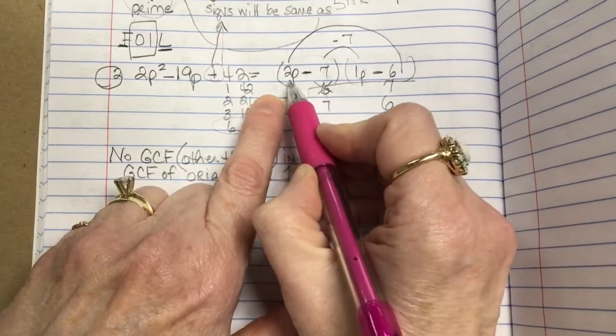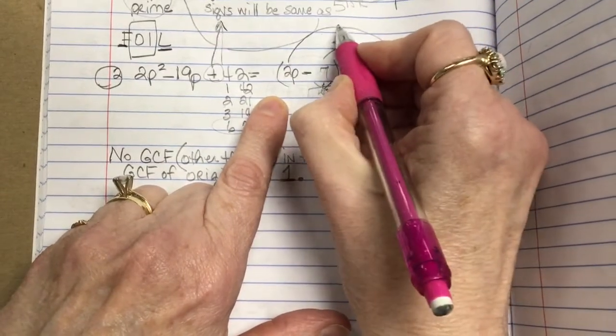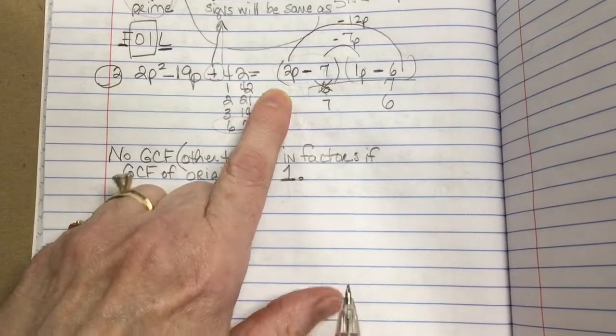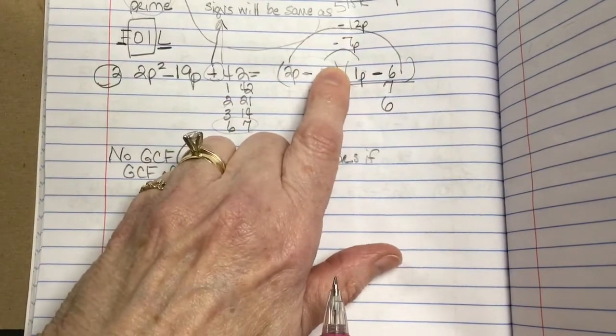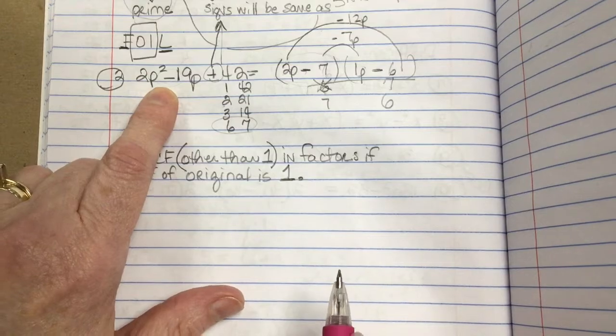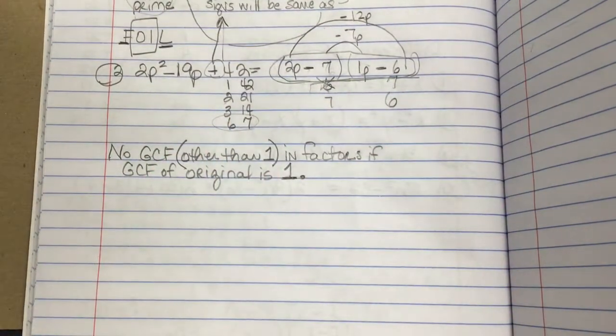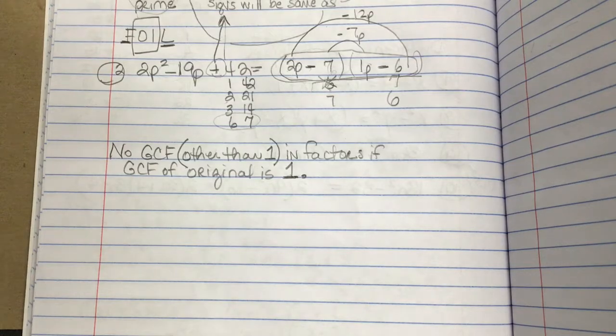And then I've got negative 12p here. And I'll really only just put the numbers. If you want to put the p's there, we can. And is negative 12 plus negative 7 negative 19? And that's the one that's the answer. Your goal is to hit the answer the first or second time. Will you always do it? No. Do I always do it? No.